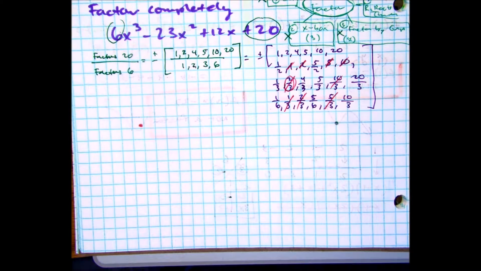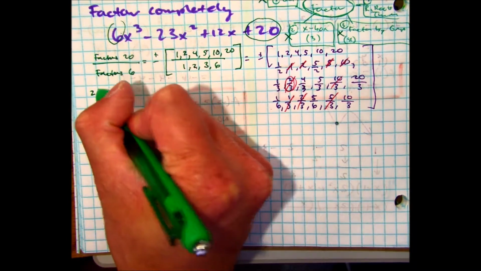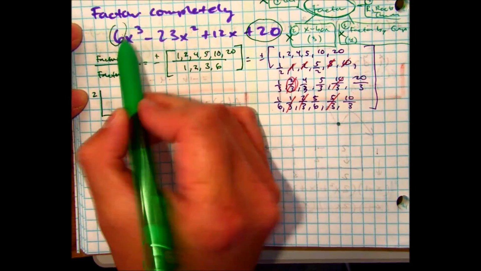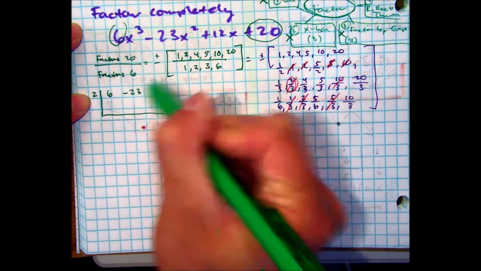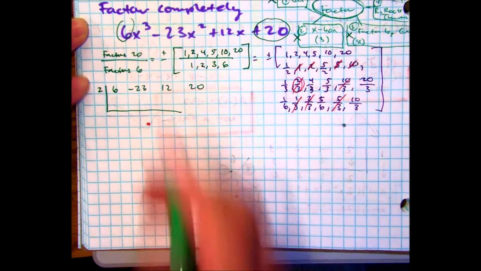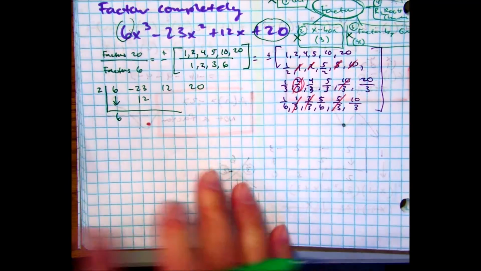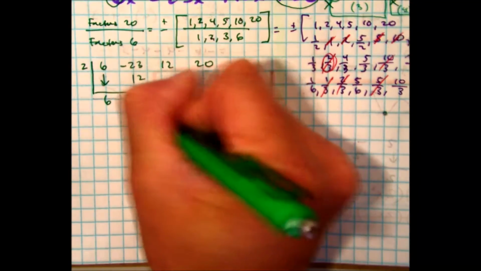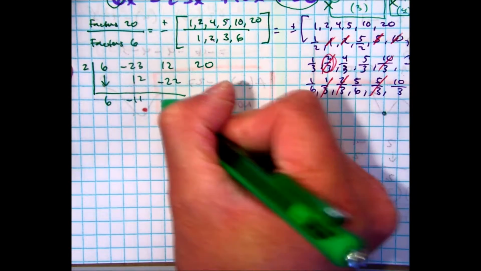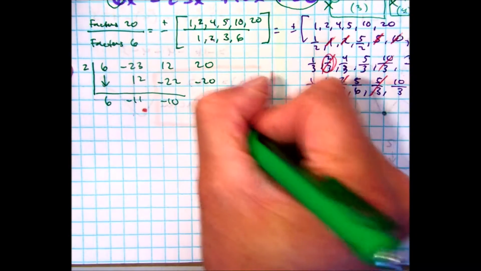Let's try something. Someone tell me a number to pick. 2. Someone said 2. So now I'm going to use synthetic division. I have 6, negative 23, 12, and 20. Bring this number down. Class, multiply, what do you get? 12. Negative 11. Add down. Now multiply. Negative 22. Add. Negative 10. Multiply. Negative 20. Add down. 0.